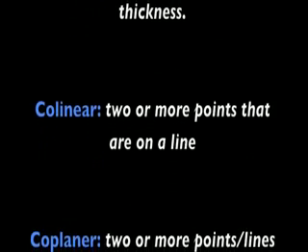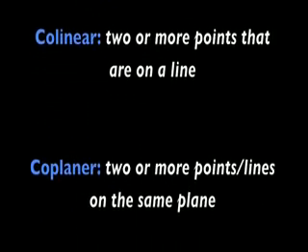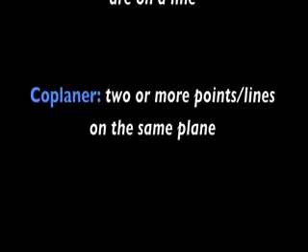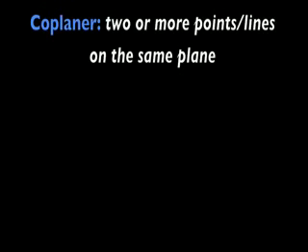Collinear means two or more points that are on a line. And coplanar means two or more points or lines on the same plane. We will be using these vocabulary words throughout our next lesson.